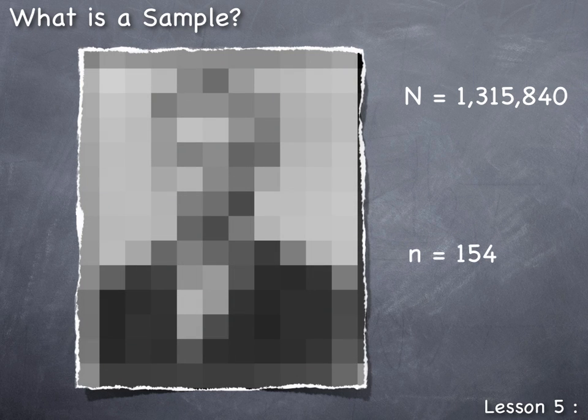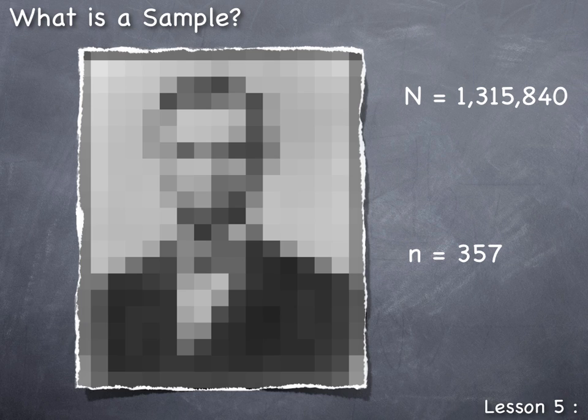Here's a sample of 154 pixels. Only 154 pixels is relatively small compared to the millions in the population. But even though it's a relatively small sample size, at this point we have an idea of what this is a picture of. It's probably a photograph of a person. But who that person is isn't exactly clear yet. The margin of error is too big. So we need to collect a bigger sample size.